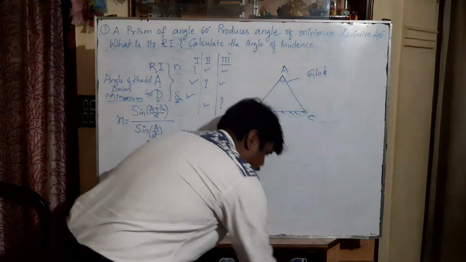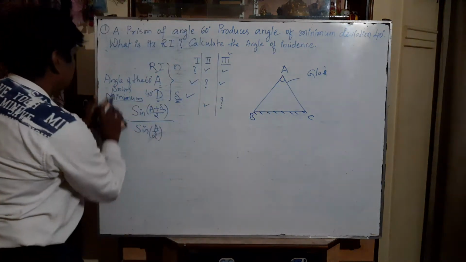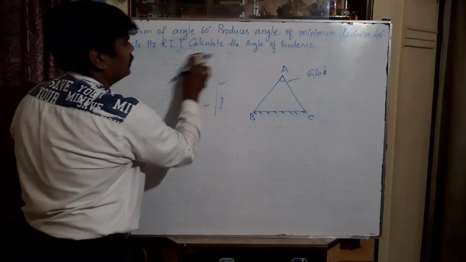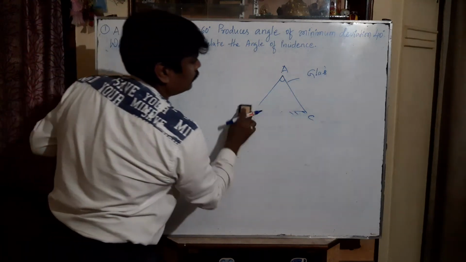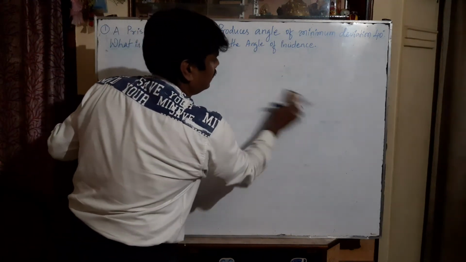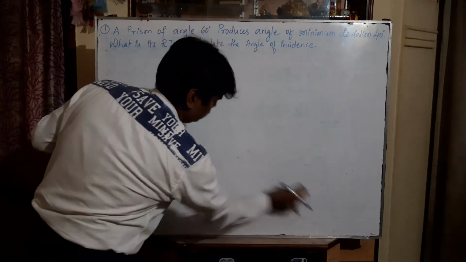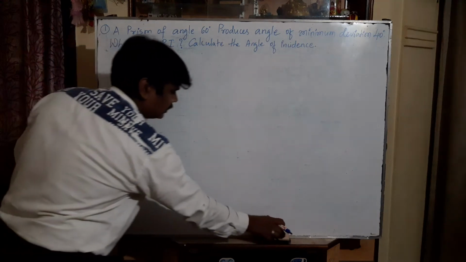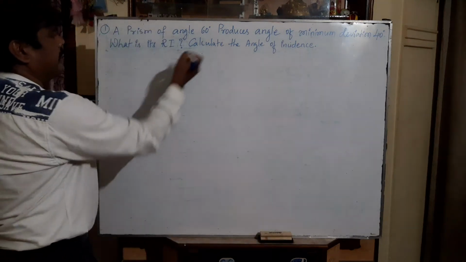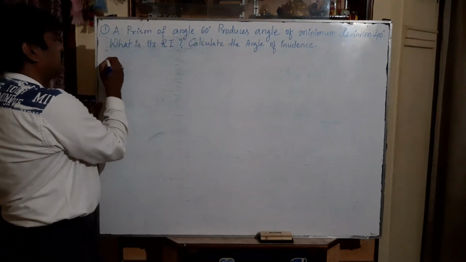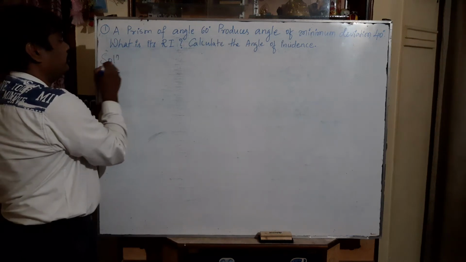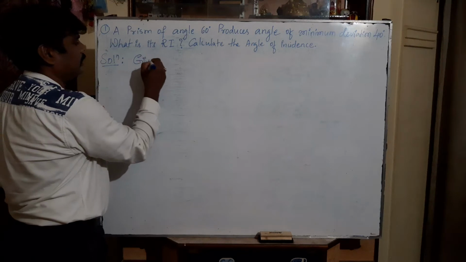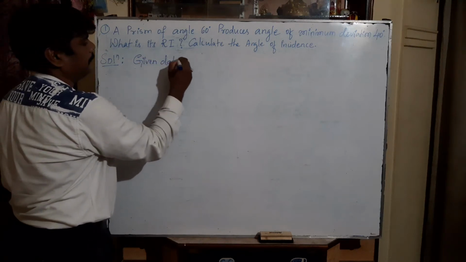In the first problem, I will list out the given data. I will take the first problem now. See, in these three problems, there is no need to write the ray diagram. Directly, you can list out the given data, and you can calculate the required values here. The solution for the first problem is, first you list out the given data.